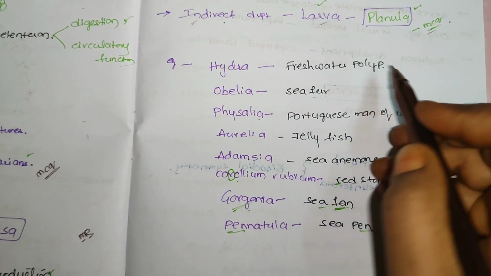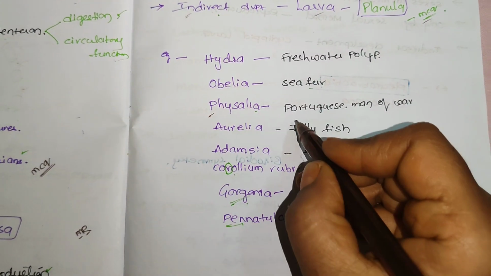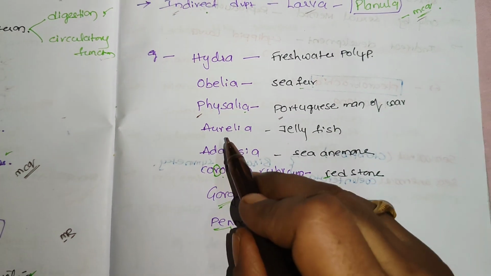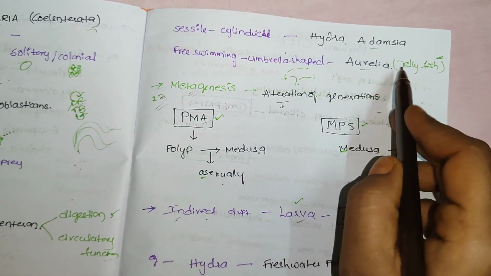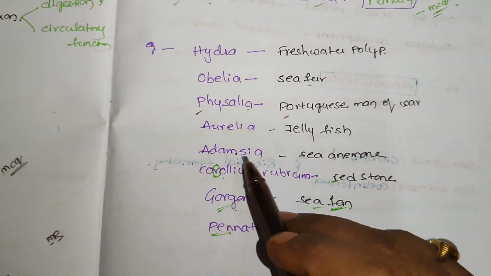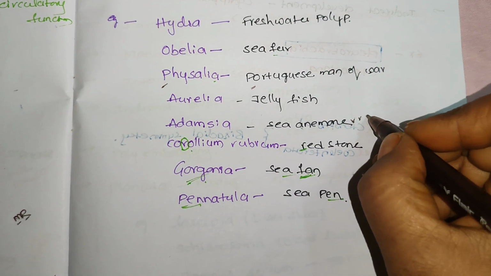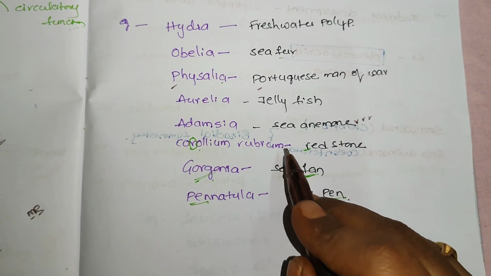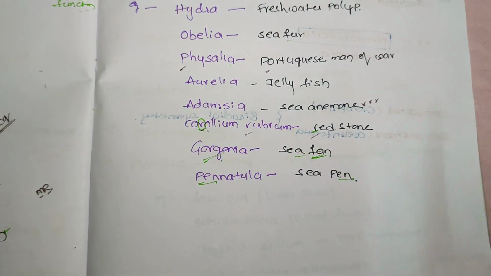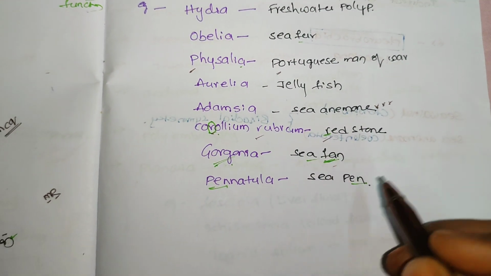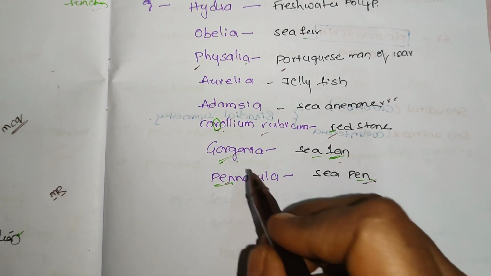Then organisms and common names are important for MCQ. Hydra, freshwater polyp. Obelia, sea fur. Physalia, Portuguese man of war. Aurelia, jellyfish. Just now we studied, right? Aurelia, jellyfish, free swimming. Then Adamsia, sea anemone. Very, very important, asked in previous MCQs. Corallium rubrum, red coral. Gorgonia, sea fan. Pennatula, sea pen. Here pen is there, sea pen is there.